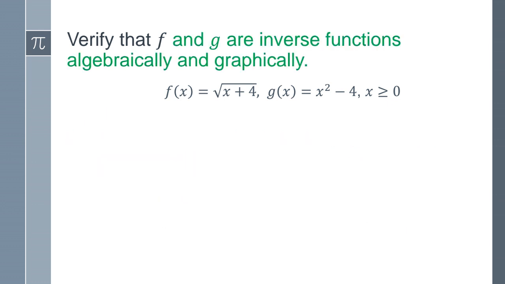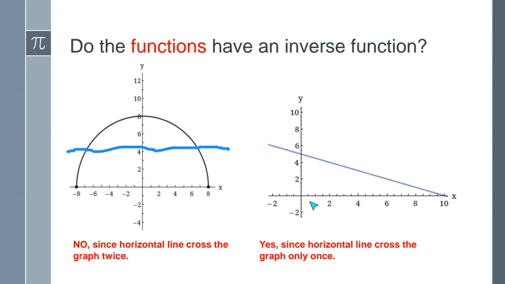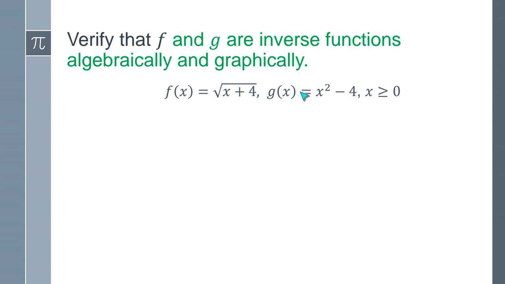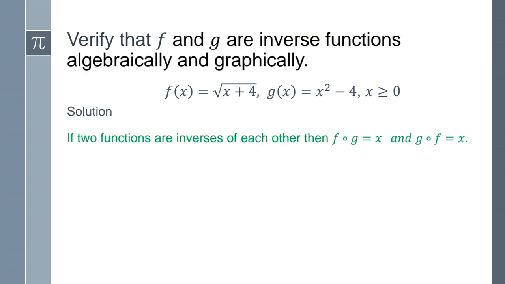It was this one. So if you want to know if these are inverses of each other, one of the things that we can do is what Mr. Carizales covered earlier. If two functions are inverses of each other, then the composite of these functions will have to be equal to x, and g composed of f is also going to have to be equal to x. So what we can do is figure out what f of g of x is.